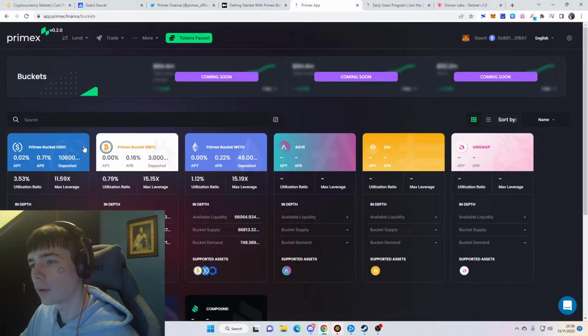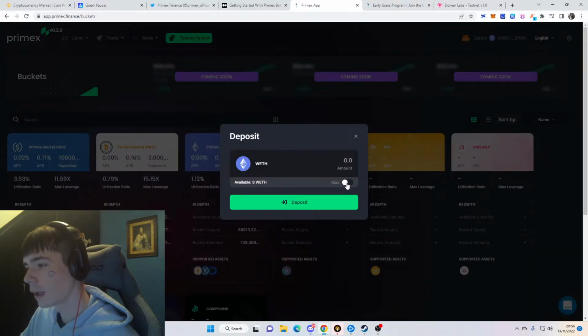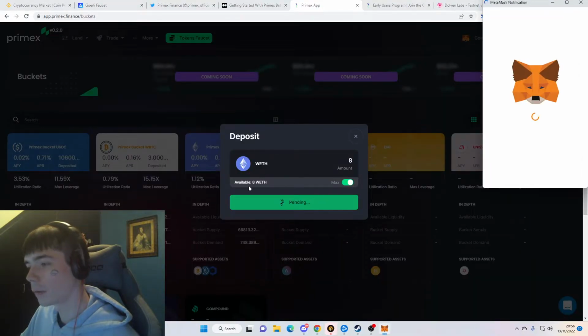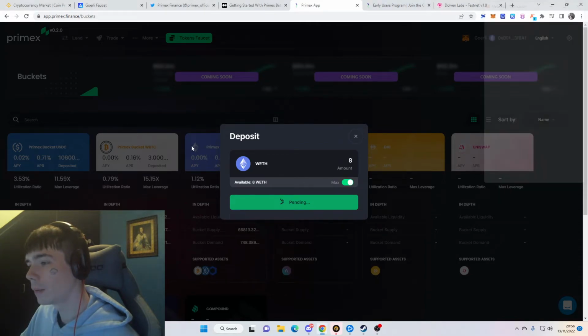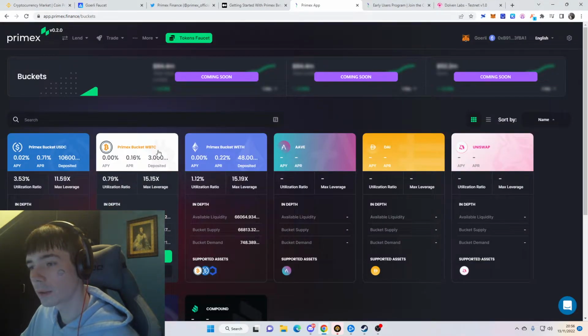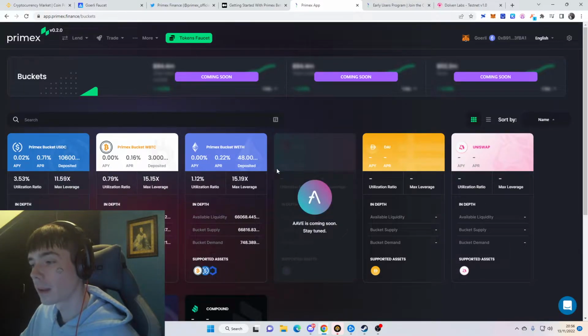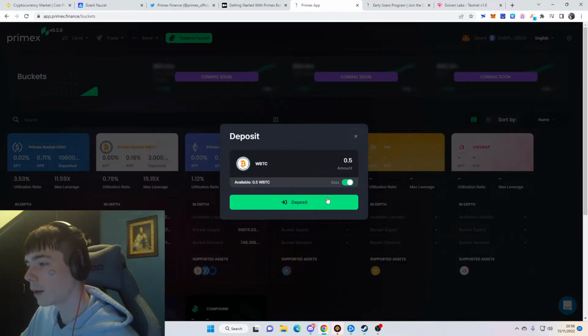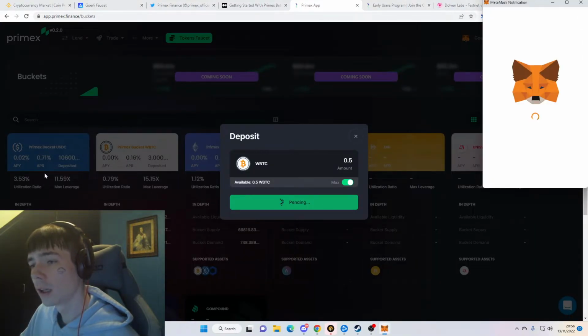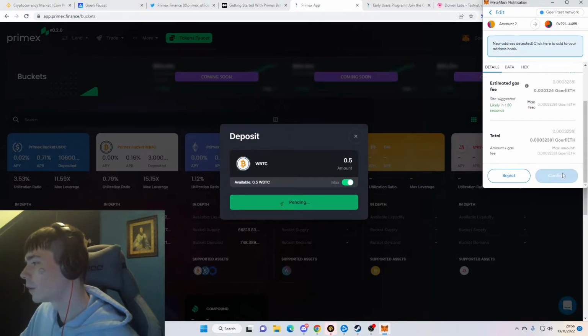You can come over to Buckets, for example, which is one of the next things that you should be doing on a daily basis. I'm going to put in a deposit for all the tokens that are listed there. For example, we've got Ethereum, Bitcoin, and USDC. There are more to come, as you can see here, but on the beta network there are only 3 yet, so you only have to manage around 3 daily, which is not too bad.